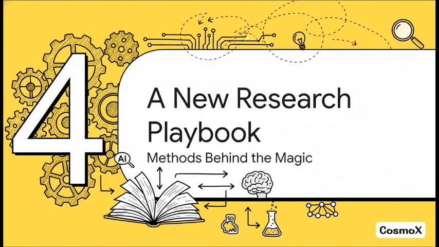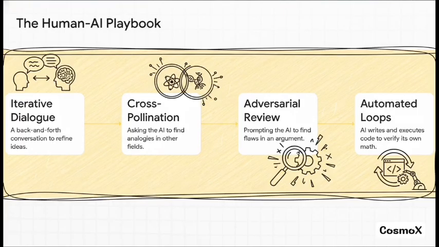So, this all sounds pretty magical, right? But how does it actually work? Well, it turns out this isn't just luck or some random chance. Researchers are developing a whole systematic playbook for how to collaborate with these new AI partners. It's really a four-part process.